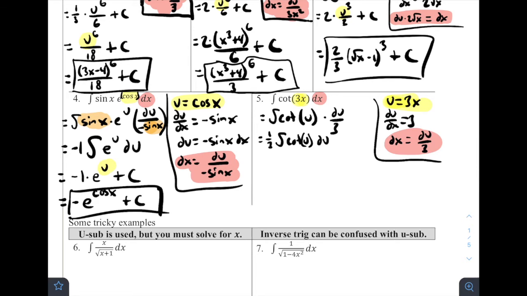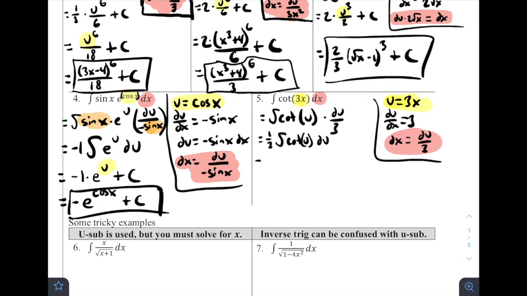I don't know what the antiderivative of cotangent is. That's not really one of the ones on our list, and so I'm a little stuck. I have to think a little bit outside the box for this one. What we can do is ask, what's a different way that I could write cotangent?